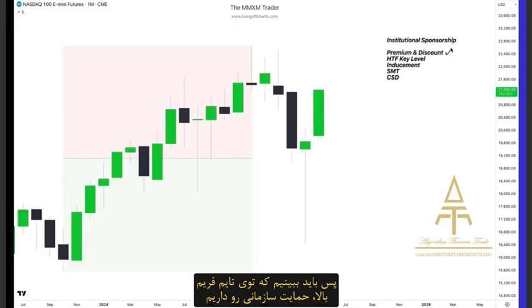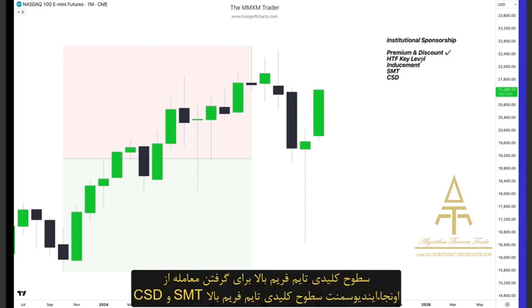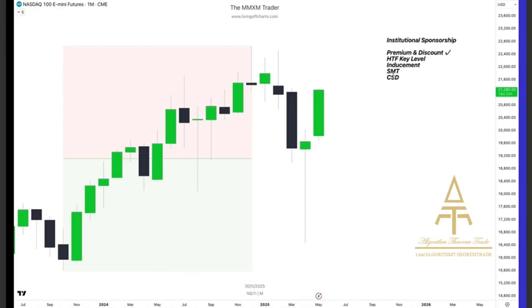So we want to see institutional sponsorship come into the market on the higher time frame. So what are the signatures of institutional sponsorship? Premium and discount, higher time frame key levels to trade off of, inducement for those high time frame key levels, SMT, and a change in the state of delivery, right? From bullish to bearish or bearish to bullish.